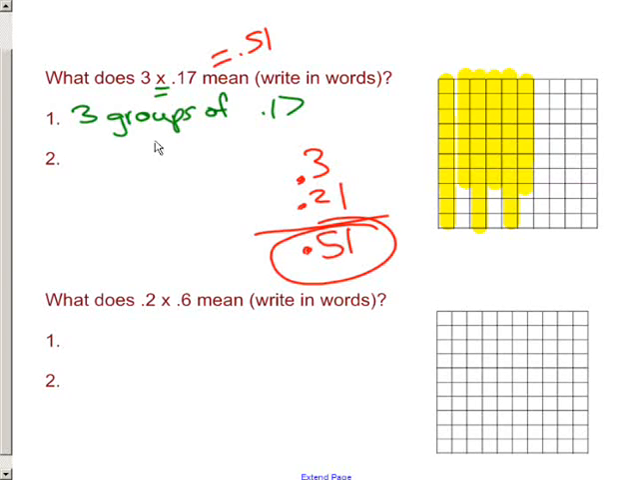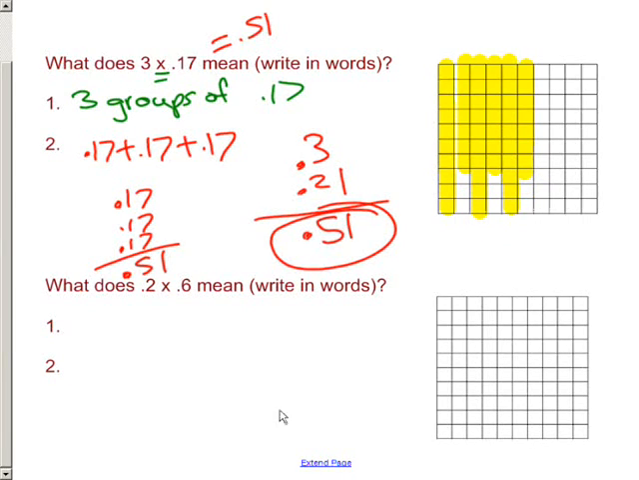And then you can see if you can find another way to say this. We could also say 3 times 0.17 means 17 hundredths plus 17 hundredths plus 17 hundredths. And that's what we did right here. So if we added all those together, we would still get 51 hundredths.